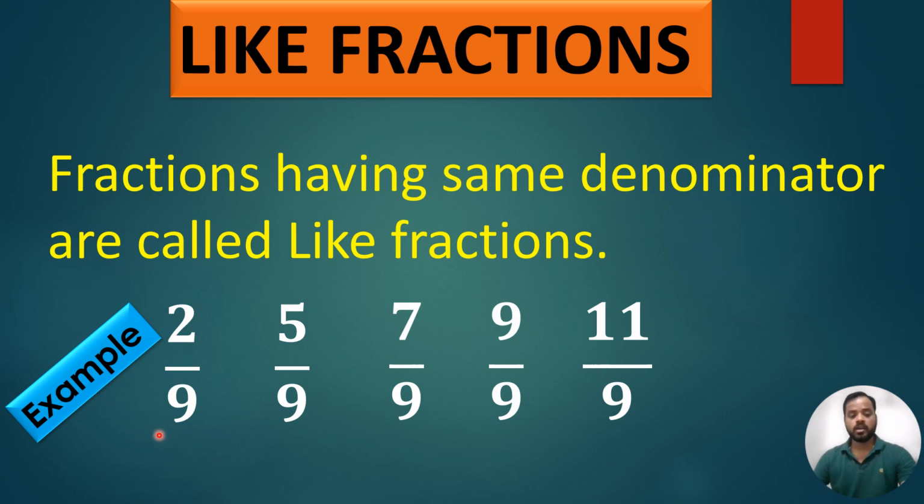So look here, for all the fractions, the denominator is 9. Here also the denominator is 9. Here it is 9. Here it is 9. Here it is 9. Here it is 9. So for all the fractions, the denominator is the same. So they are called like fractions. So if the denominator is the same, the fractions will be called like fractions.